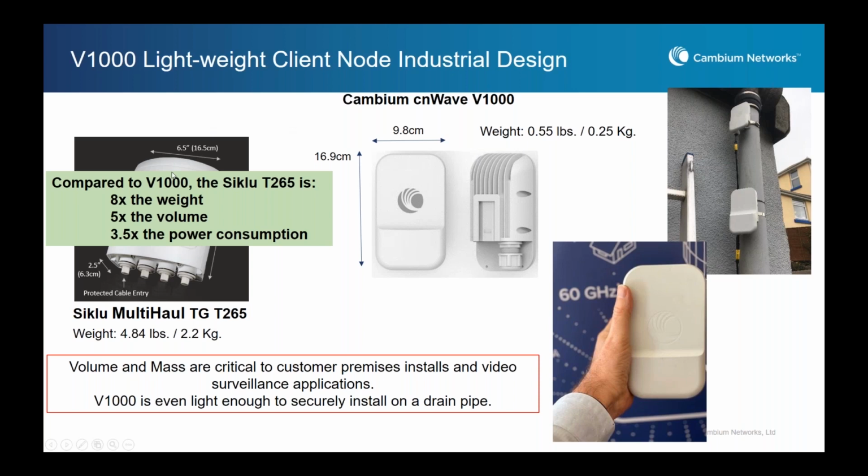Just as a comparison, we just selected one particular competitor that's out there in that Terragraph space, and that Cyclone product is 8 times the weight, 5 times the volume, and 3.5 times the power consumption. So you can really get a feel for how much integration and innovation was put into the industrial design of the V1000. It is just very fit for purpose with the residential deployments.